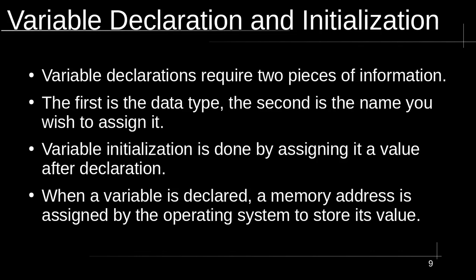So let's take a look at variable declarations and initialization. Variable declarations require two pieces of information. The first is the data type, and the second is the name. Initialization is done by assigning the variable an initial value. When a variable is declared, a memory address is assigned by the operating system to store this value.